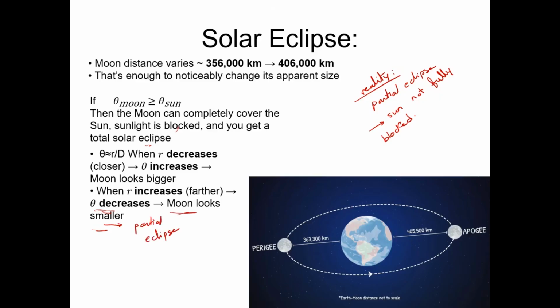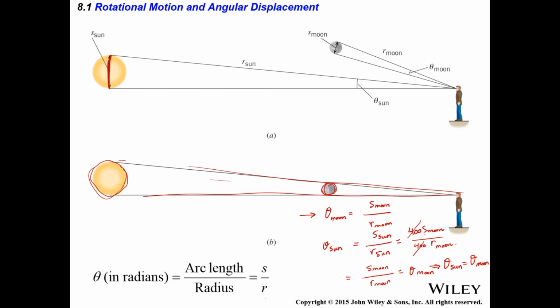So in reality, R is changing, and we know theta is S over R. R is going to be sometimes larger than the value we studied before, and then theta is going to be smaller. And then the result is we will not really have a perfect solar eclipse.